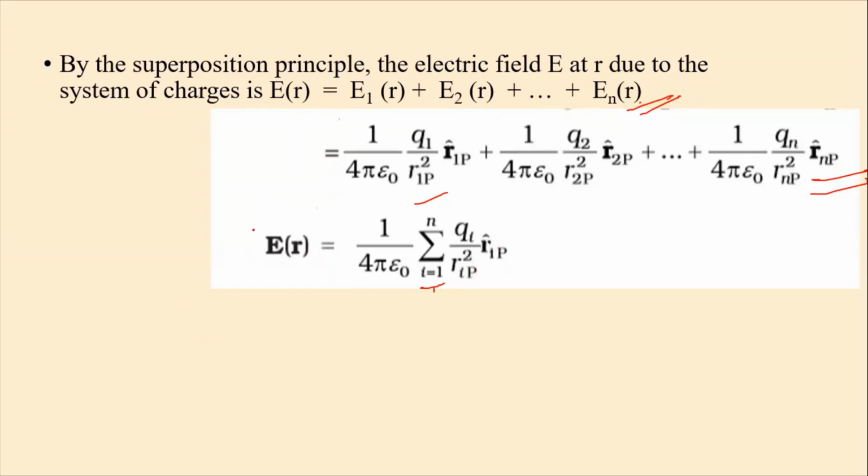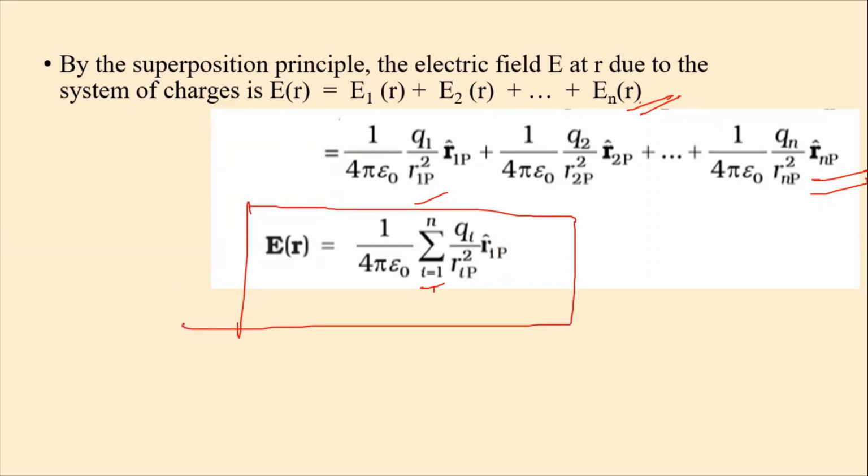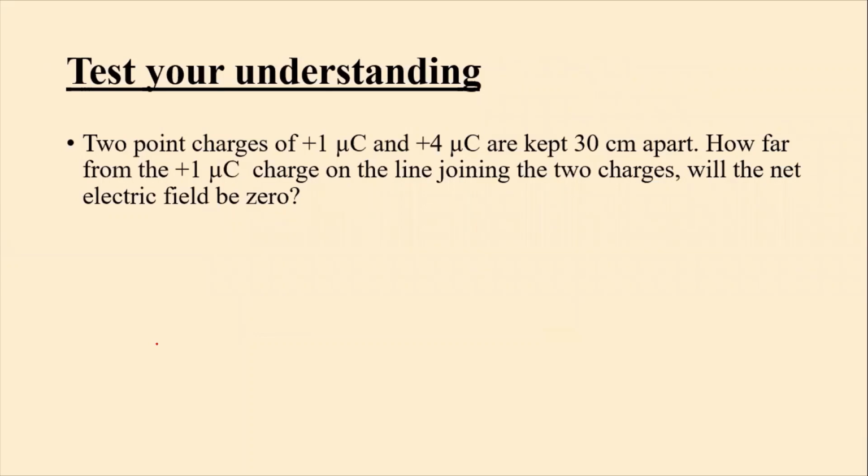This is a general expression for electric field due to a combination of charges or due to multiple charges. Compare with Coulomb's law and study so that you are able to understand the differences. There the counter starts from 2. Here the counter starts from 1. This is the general expression for electric field due to multiple charges at a particular point. So at a different point, you have to add the electric field due to all the charges at that particular point.